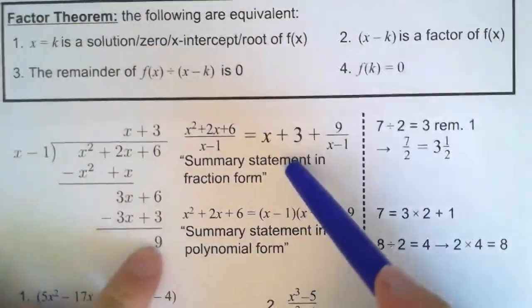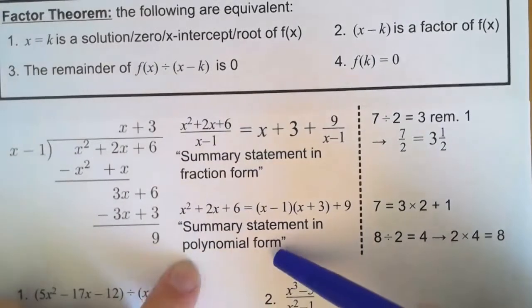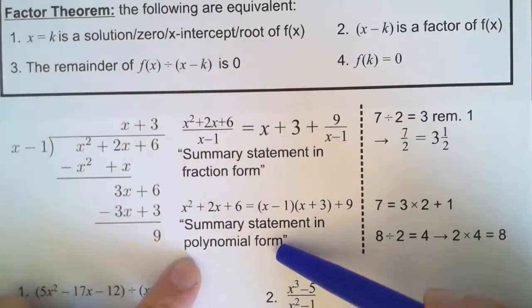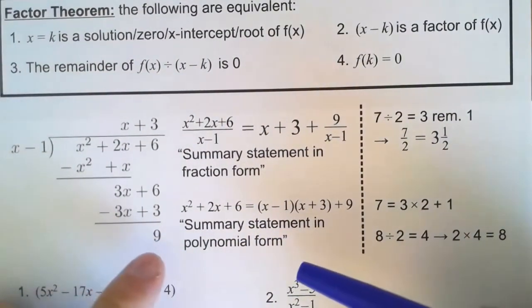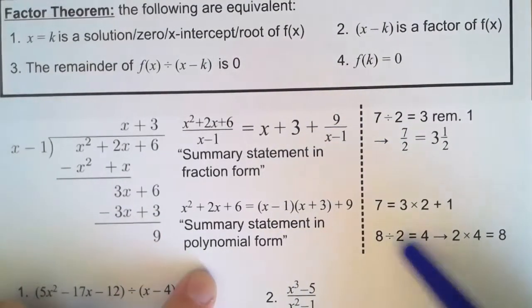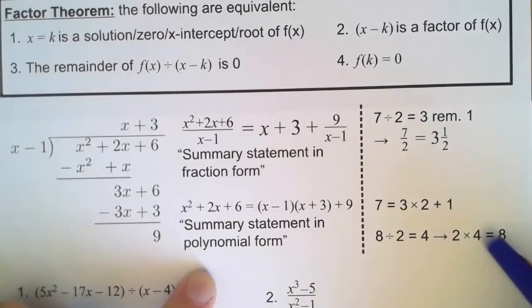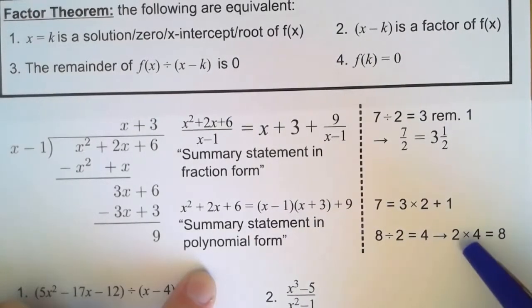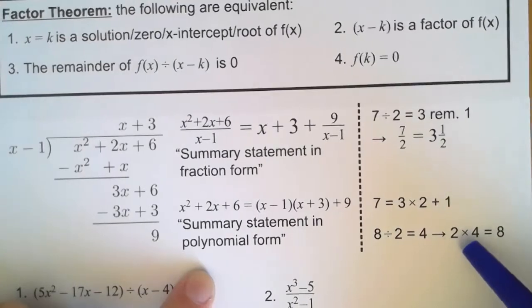Now, what they're also going to ask for is what they call a summary statement in polynomial form, and that's just the idea that division is always related to a multiplication problem. So back to the 8 and 2 and 4 example, if it goes in evenly, then you can write a nice simple multiplication problem, and that will work perfectly.